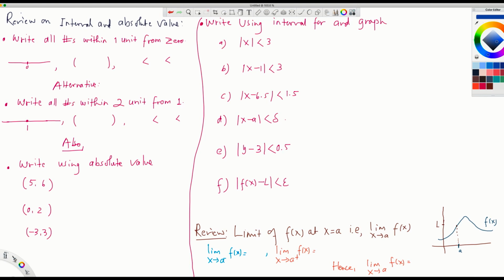In this video, I'm going to review the interval and the absolute value sign, okay? So in the last video, I gave you some introduction to the limit, which is the limit of a function at a point A is the height of the function close to that point A. Close means left to A and right to A, okay? If the height of the function left of A, which is called left limit, and the right of A, which is called right limit, are equal to a number L, we call L the limit of the function at x equals A, okay?